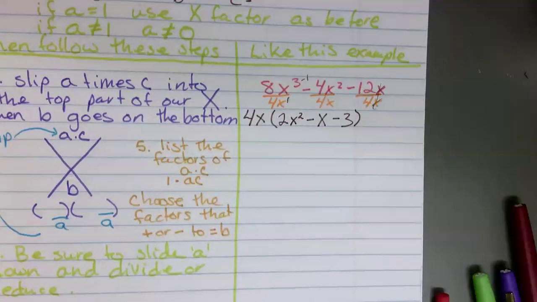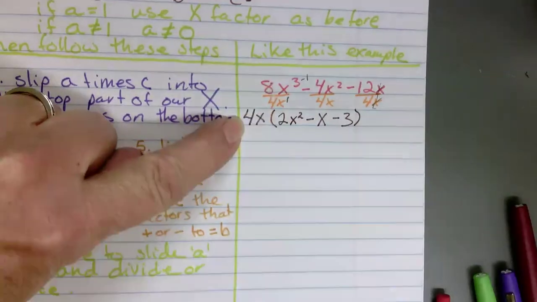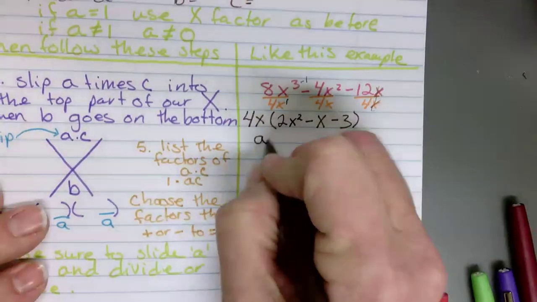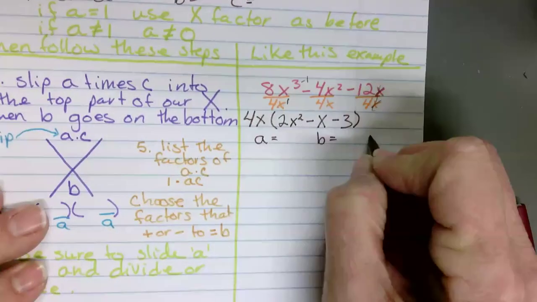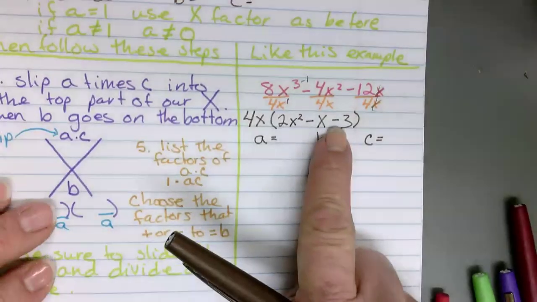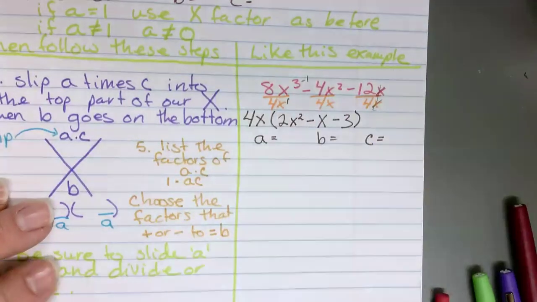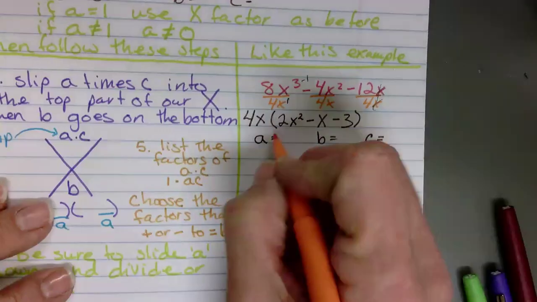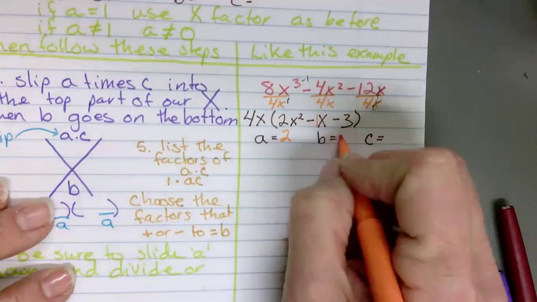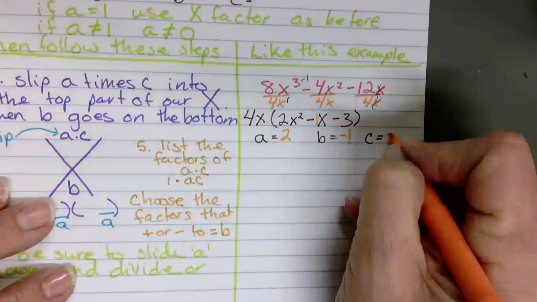So I have put it in standard form. I have found my greatest common factor and pulled that out. Now I need to find A, B, and C. Note that we are finding A, B, and C of the part that is now inside of the parentheses, not our original equation, but the part we have left over after factoring. So our A is 2. Our B is this invisible 1, so negative 1. And C is our constant in this case, so negative 3.